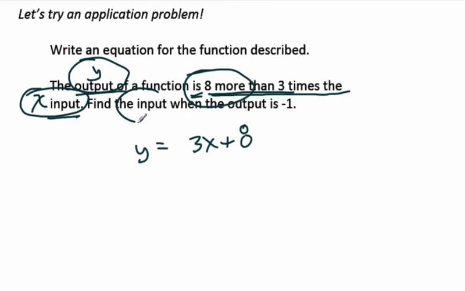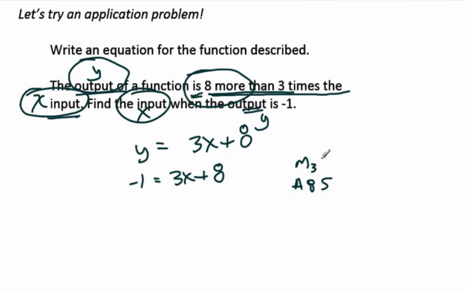Find the input, or find x, when the output, or y, is negative 1. So if you make y negative 1, that's what they're saying. They want you to find the input. This is a regular two-step equation. Let's look at it. What happens? Here's x. First you multiply by 3, and then you add 8. So the opposite would be subtracting 8 and dividing by 3. So the first thing we want to do, we want to subtract 8. Here's the line down the equal sign. Subtract 8 from each side of the equation.